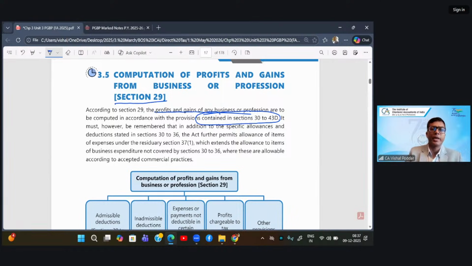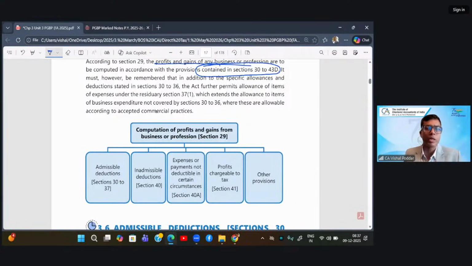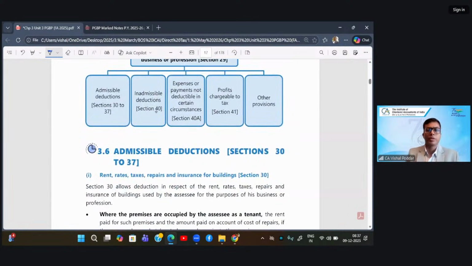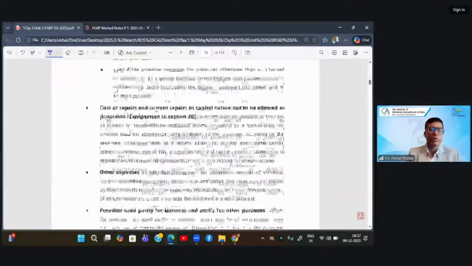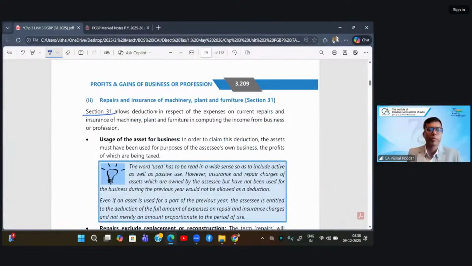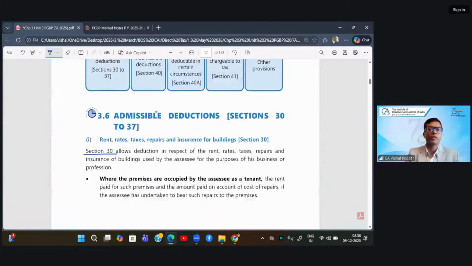So basically it is like a guiding section saying that you follow 30 to 43D, where 30 to 37 deals with expenses for which deductions are allowed, and thereafter there are some restrictions where deductions will not be allowed. Now, starting with the deductions, first is section 30 and the next is section 31. Both deal with a similar thing. Now what do both deal with? They deal with expenses related to your assets except depreciation, because for depreciation we have section 32.